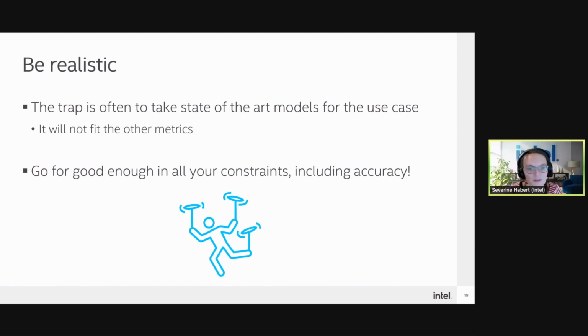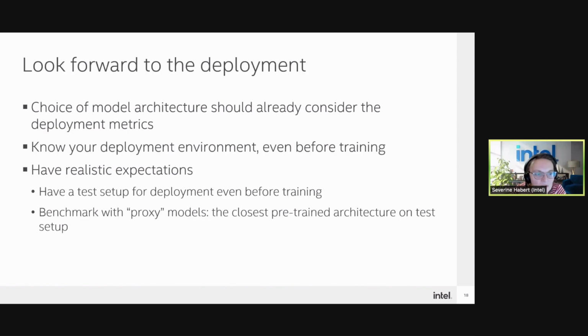the state-of-the-art model, where the use case is mainly driven by one metric, accuracy, but they don't really care about the rest. And so I think that can be the trap here. Your choice of model architecture should be something you have in mind from the start.